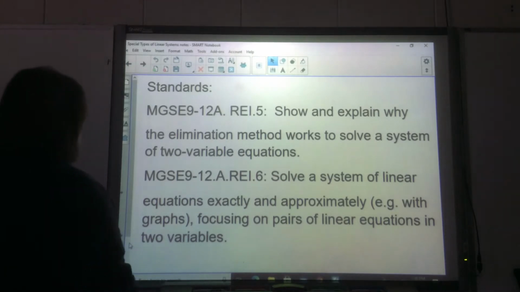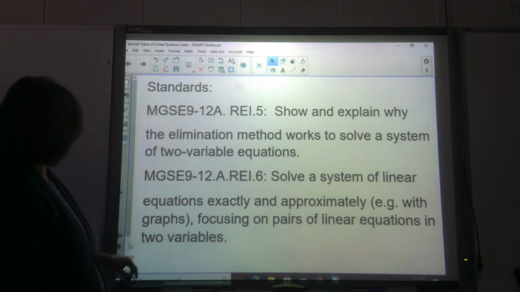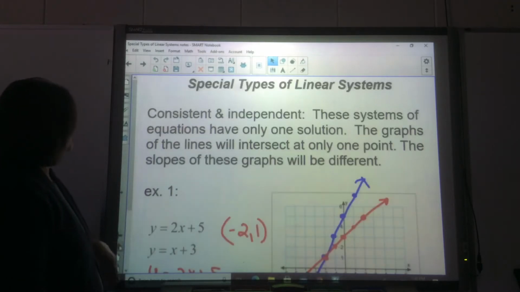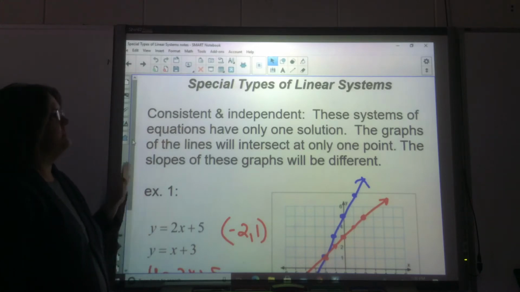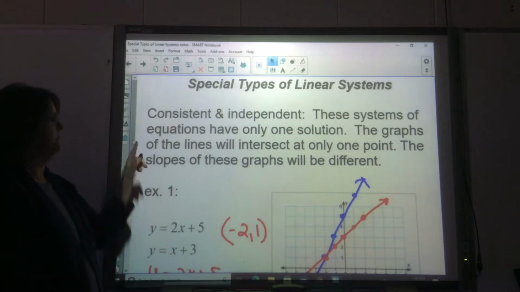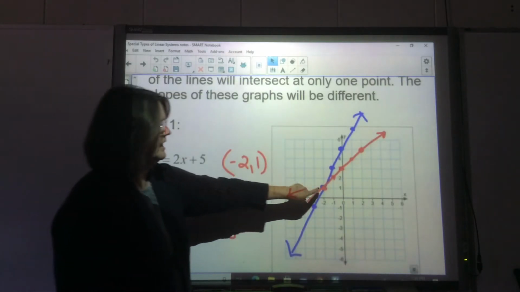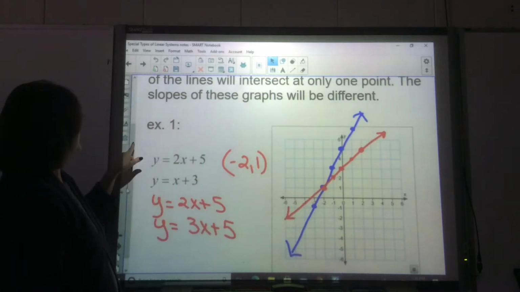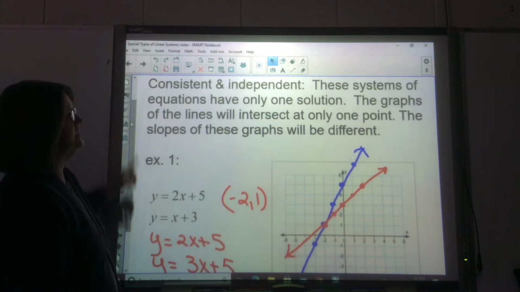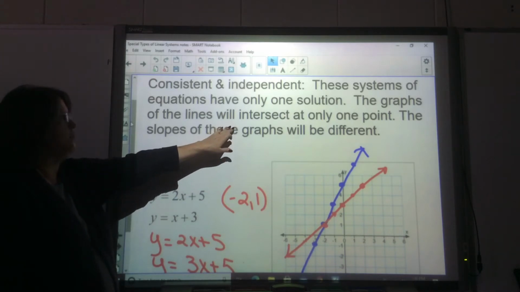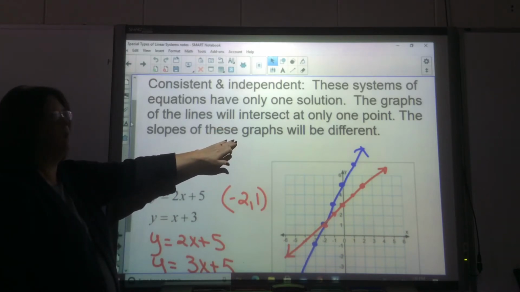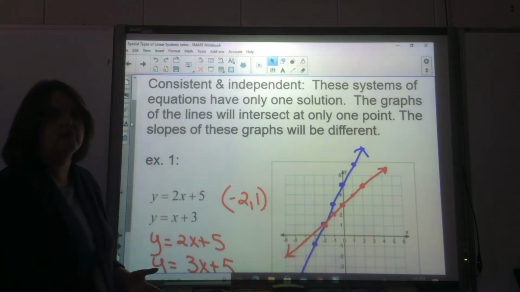Okay, we're going to be talking about special systems of equations today, some special types. We have here consistent and independent. These systems of equations will only have one solution. The lines will cross in one place, and that will be your solution. It's called consistent and independent. The graphs of these lines are only going to cross in one point, and the slopes of these graphs will be different. That's how you're going to recognize them.